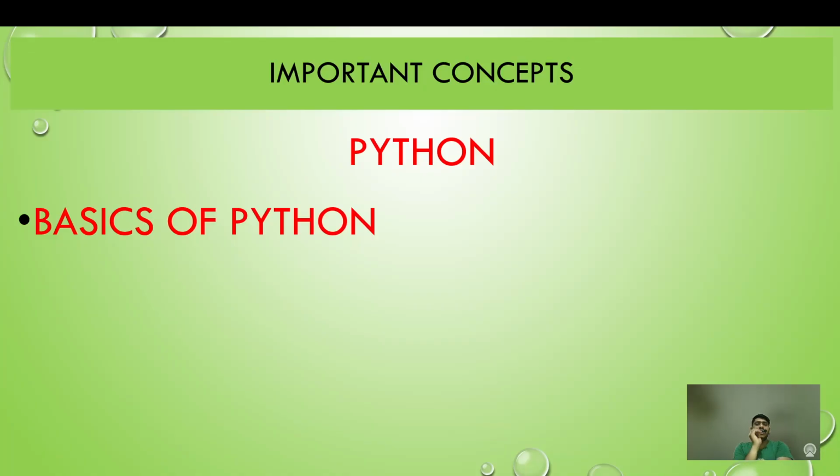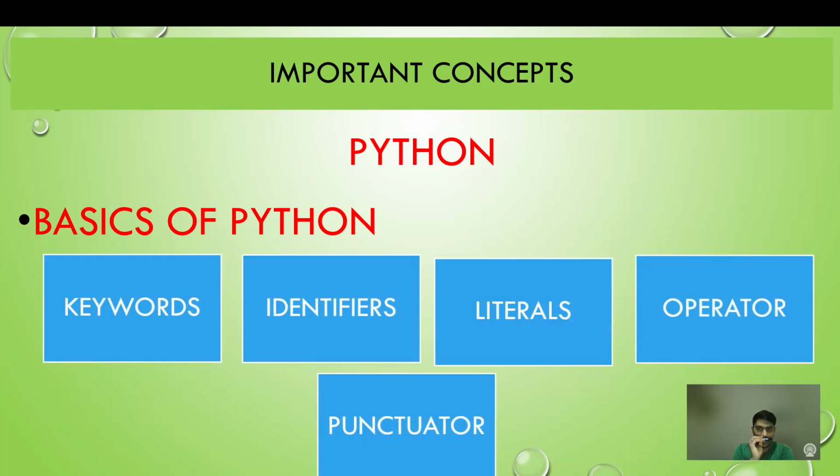So the first thing is the basics of Python. What do you mean by the basics of Python? If we talk about the basics of Python, what should be there? You have keywords, identifiers, literals, operators and punctuators. These are the basics of Python. We can call them tokens of Python. The other name of token is lexical unit. Sometimes this question also comes in MCQs: the other name of the token is called lexical unit.